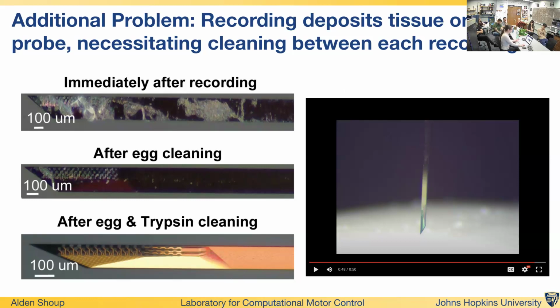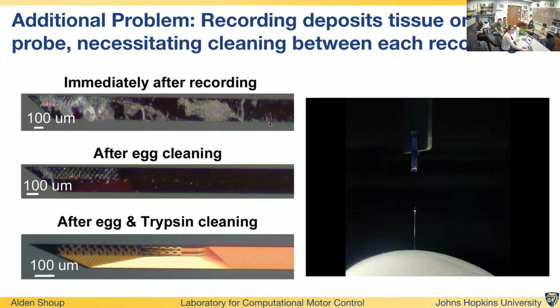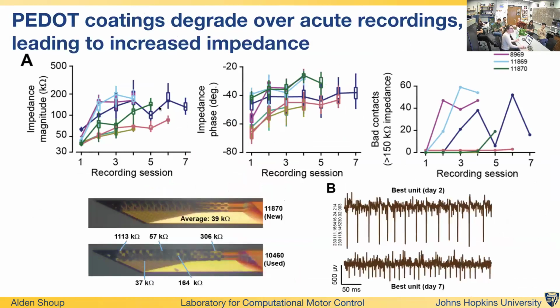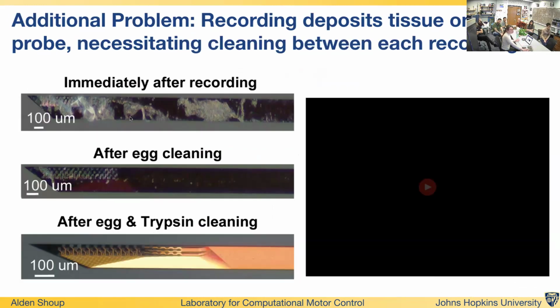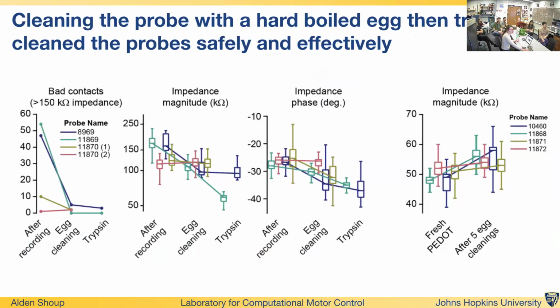Now, keep in mind the previous plots I showed you. These plots are with cleaning, and so despite cleaning the probe every single day, we still had an increase in impedance. However, cleaning the probe itself worked pretty well with this hard-boiled egg then trypsin process. Basically it reduced the number of bad contacts.